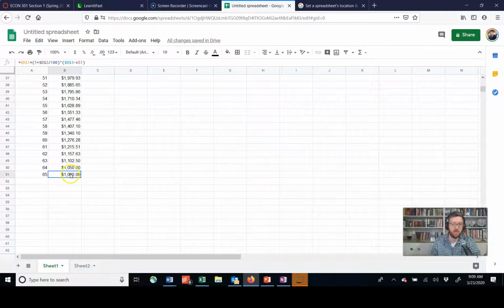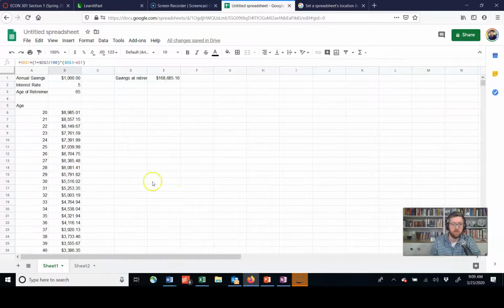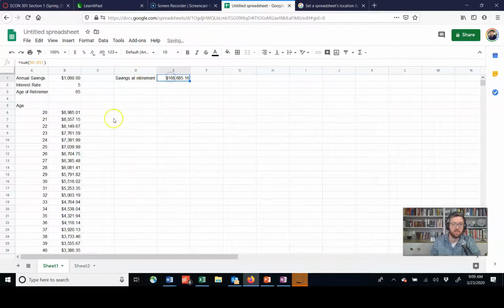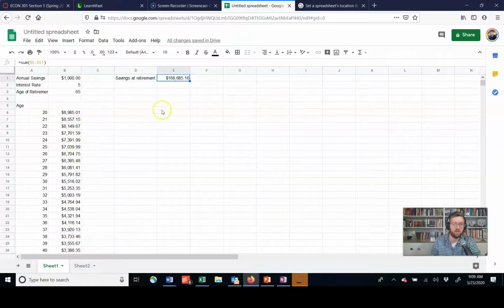If we get all the way to the money you save at age 65, it doesn't earn any interest, it's just worth $1,000. And that's this last term X here. This last column over here, savings at retirement, is just summing up all of the value of all the money you save over all your life. And you can see that if you save $1,000 a year at 5% interest, when you're 65, that will be worth $168,000. Not quite enough to retire on.